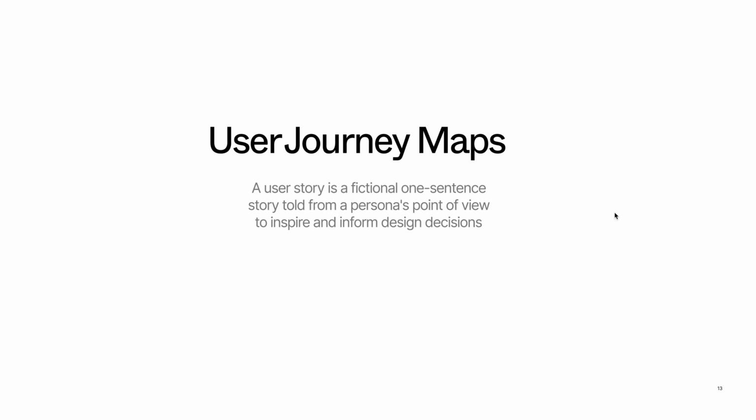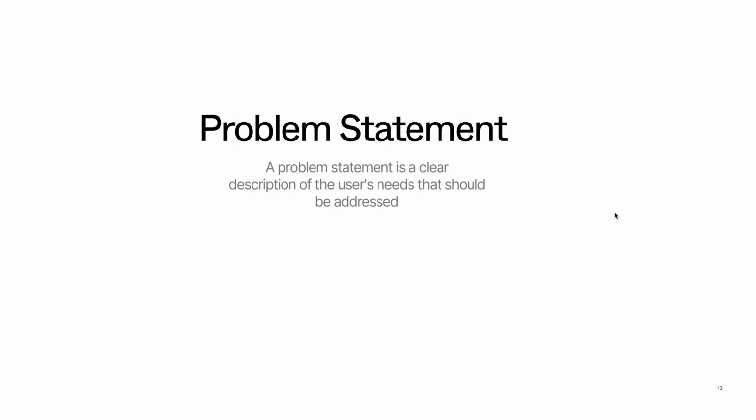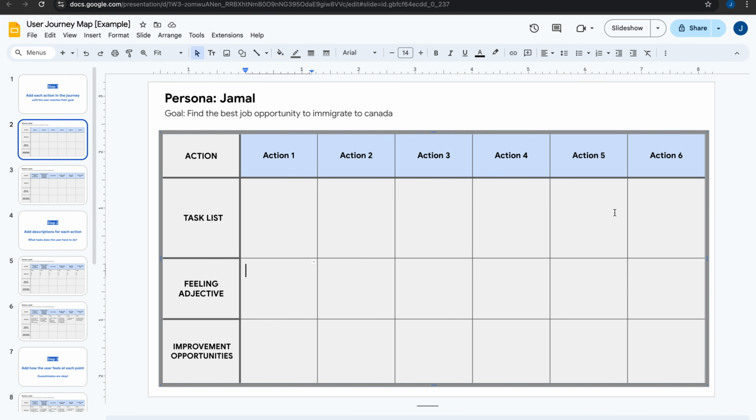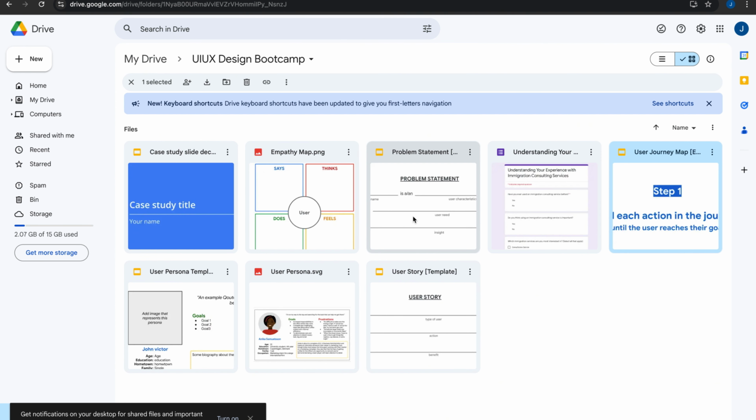So once you've been able to create the user journey map, you can then go ahead to start writing your problem statement. You can see that a problem statement is a clear description of the user's need that should be addressed, right? Let's go back to one of our templates and see what the problem statement template looks like.